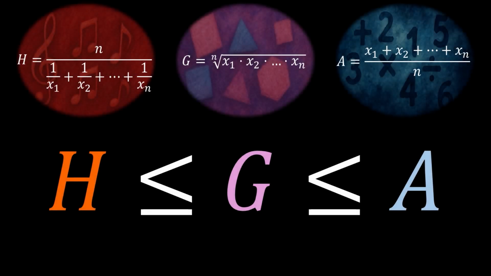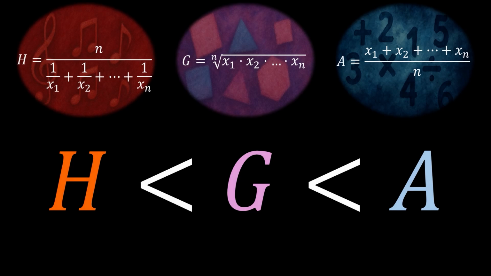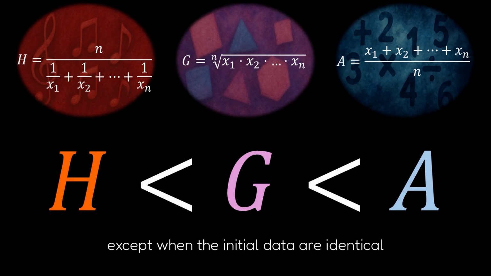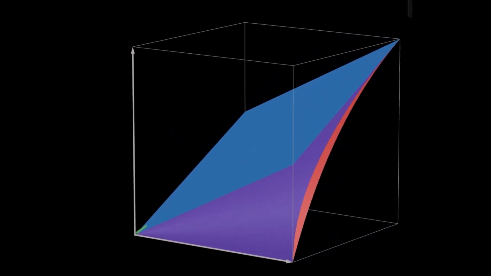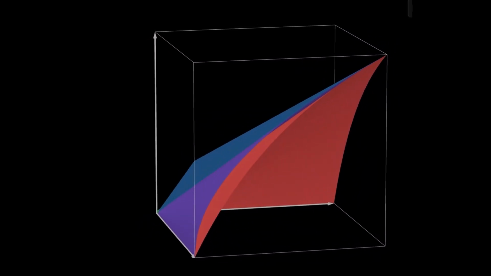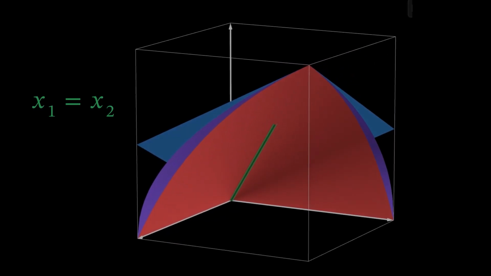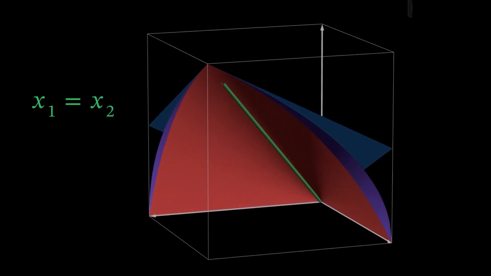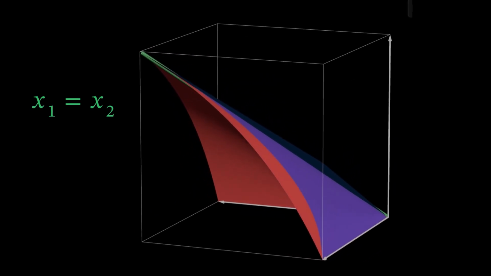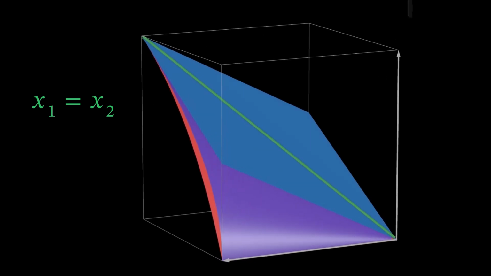Had we been more precise in the previous argument, we would have noticed that the inequality is always strict except when all the data values are equal to one another. This is also clear in the graphical representation with two data points x1 and x2. The three surfaces are well separated and touch only along a single line, which corresponds to the case x1 equal to x2. This means that the inequality is strict except for identical initial data, in which case the three means coincide.